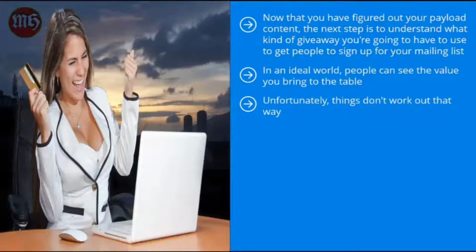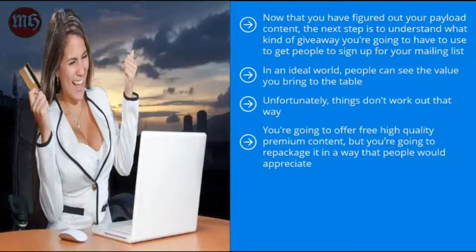Unfortunately, things don't work out that way. Even if you have the very best blog posts and articles on your website, people still need a push to sign up to your mailing list. This is where incentives come in. You're going to offer free, high-quality premium content, but you're going to repackage it in a way that people would appreciate. Maybe you put in a book.